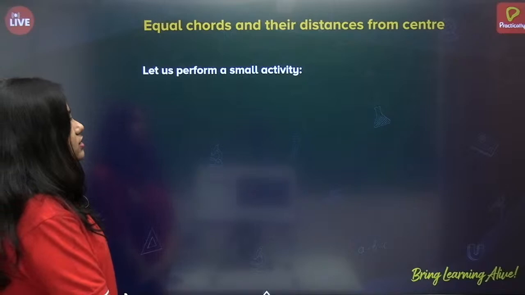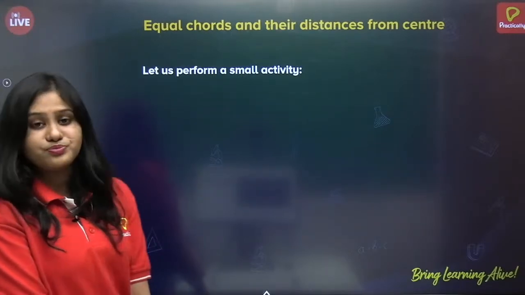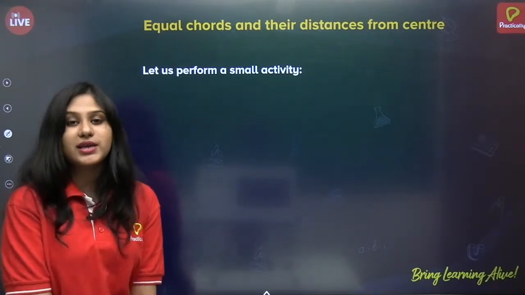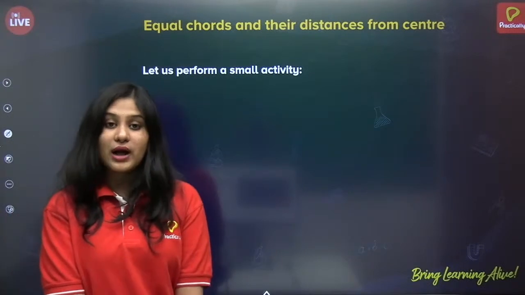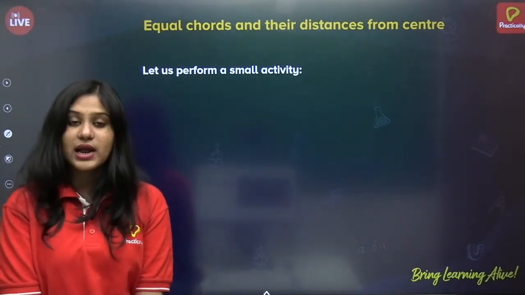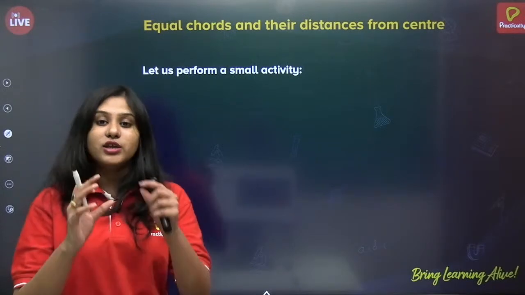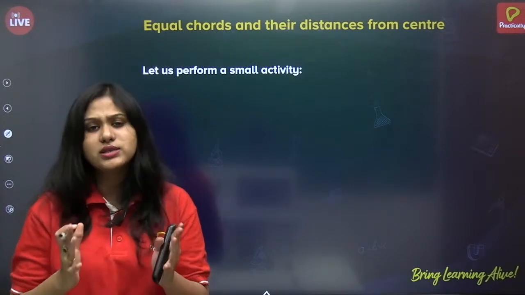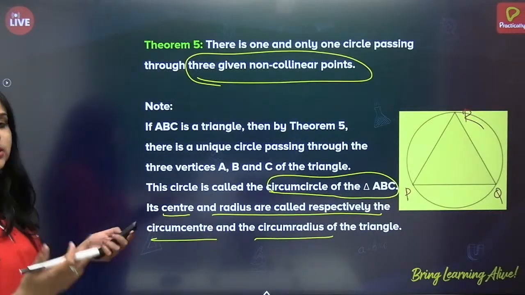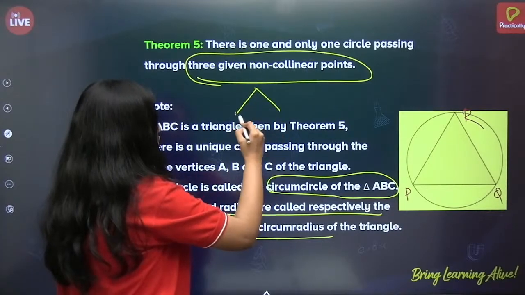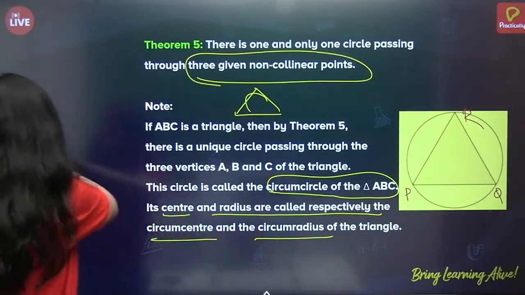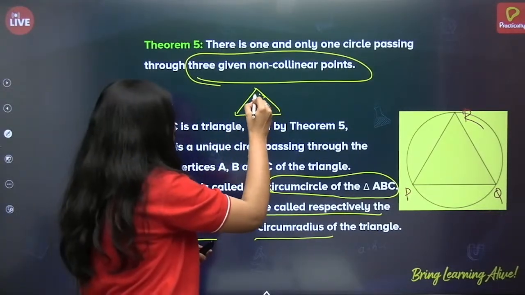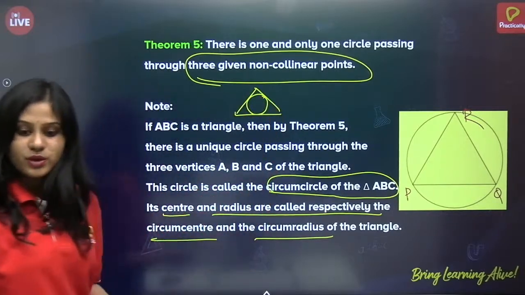Next, equal chords and their distances from the center. Very good, Lakshmana Prabhu, you have given us the new point, which is the incenter and incircle. When you inscribe a circle inside the triangle, it is known as the incircle. Okay, let us see that also since we have come across it. So, this is the triangle. I'm very bad at drawing, so please excuse me for that. This is an incircle.